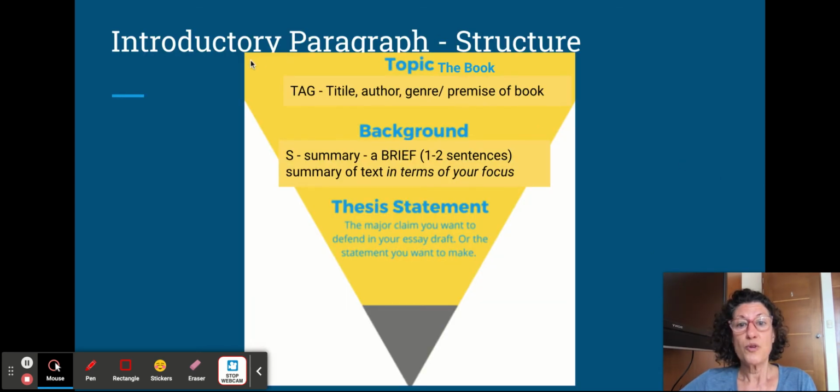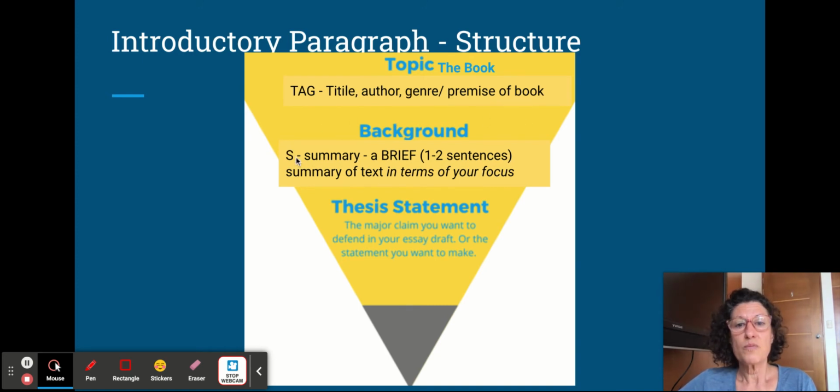So notice I've chosen this symbol here of the pencil because it starts very broad and it gets narrower as you go. And that's how you should structure your introductory paragraphs for your essay. So you start out telling the reader what the topic is. And in English, the topic is going to be a book or a short story or a poem. So in this case, it's the book. And we're going to let the reader know the title, the author, and the genre and basic premise of the book, just so they know what kind of book it is.